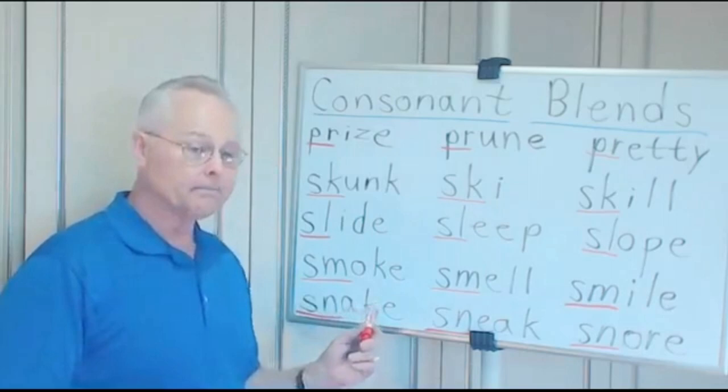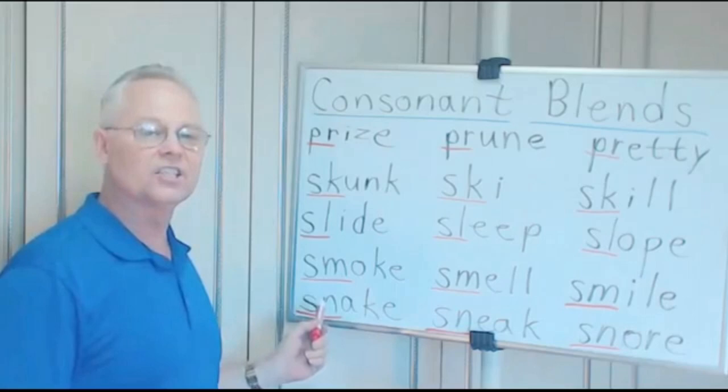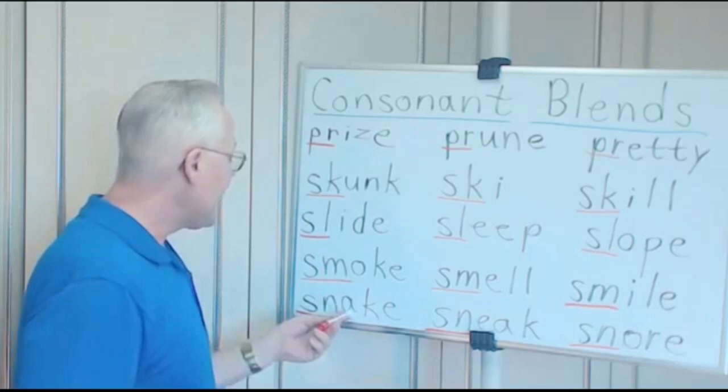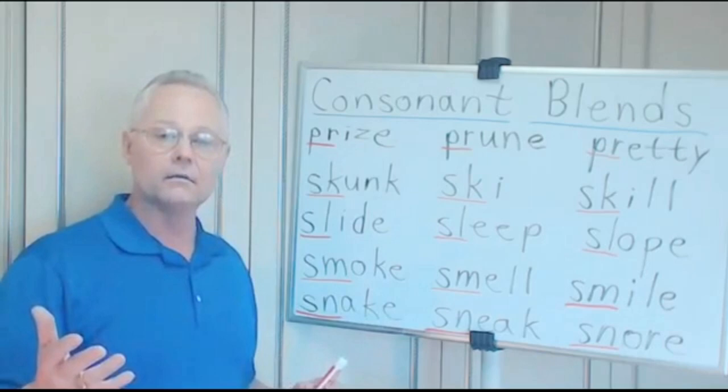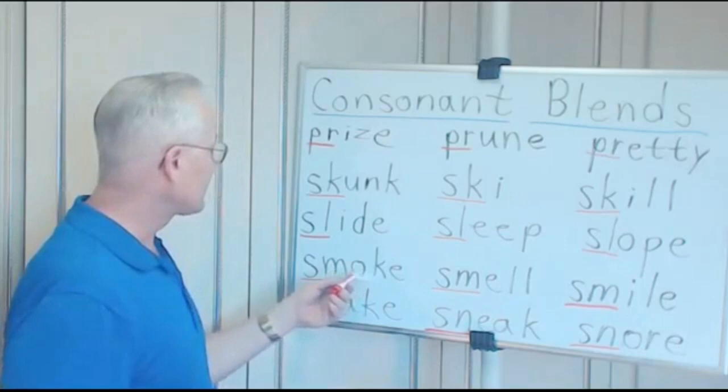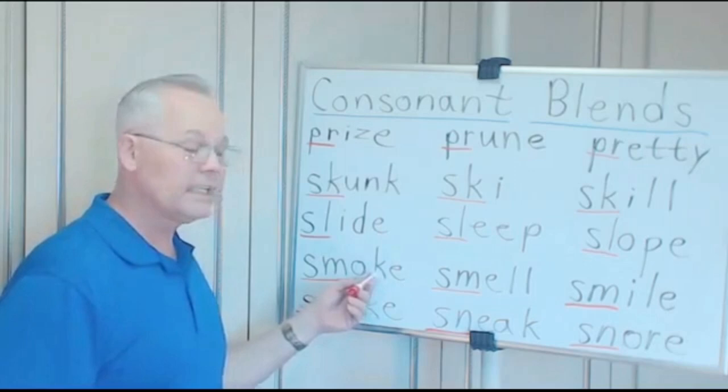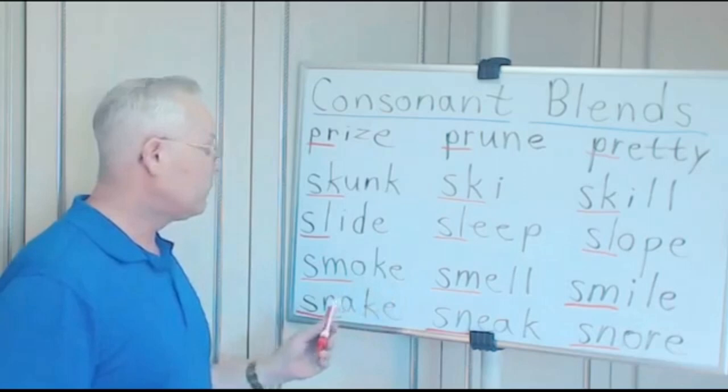SN, sn. Can you hear the S and the N blending together? Sna, ache. Take off the E, snack, snack. Now, snack is spelled like we talked about smock, what that would be. We put in a C, O-C-K, smock. Well, here you'd have A-C-K with no E would be a snack, right?